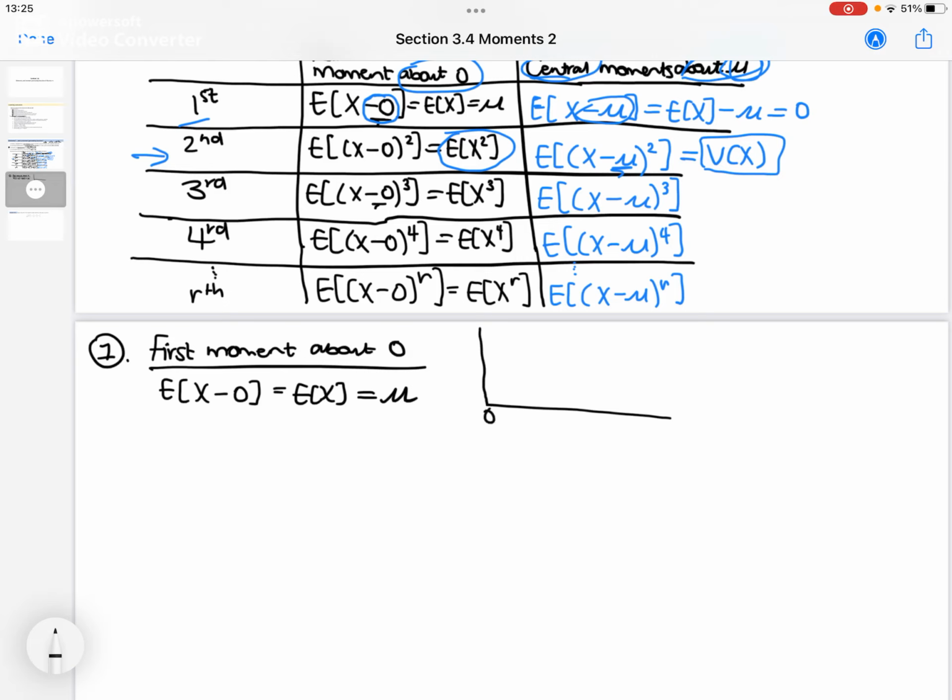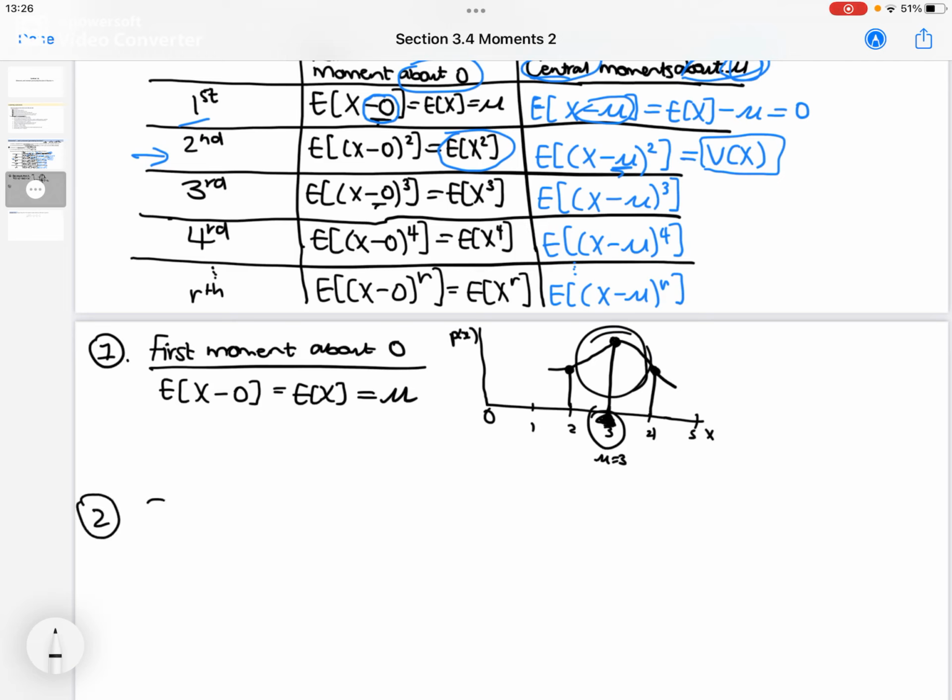Now, mu tells us where the probability distribution is centered. So if you have a line graph with possible values 0, 1, 2, 3, 4, and 5, where the mean is equal to 3, then we see that the probability distribution of random variable x is centered at the value 3, right? So mu tells you where the probability distribution is centered.